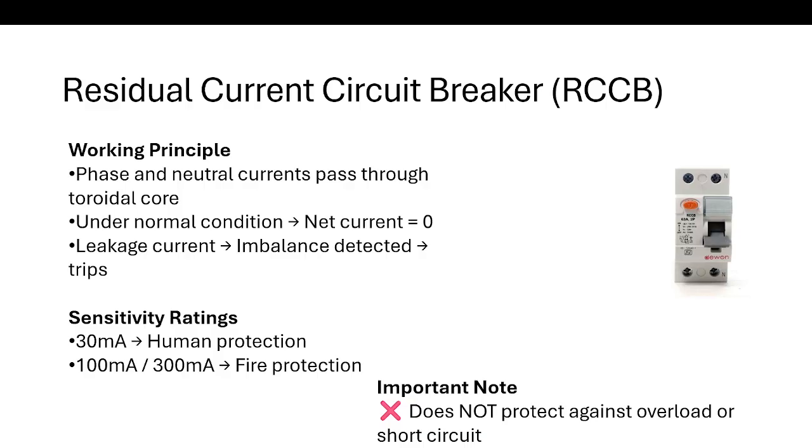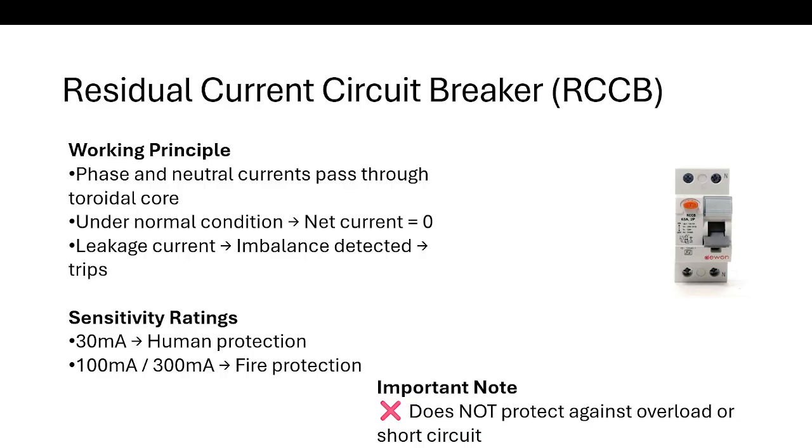So, sensitivity ratings: it comes with 30 milliampere, for human protection, which prevents electric shock. For humans, 30 milliampere is the limit. If it is more than 30 milliampere, there will be shock and it may cause permanent damage to the human. 100 milliampere is for fire protection, and 300 milliampere in larger installations, for fire protection in larger installations.